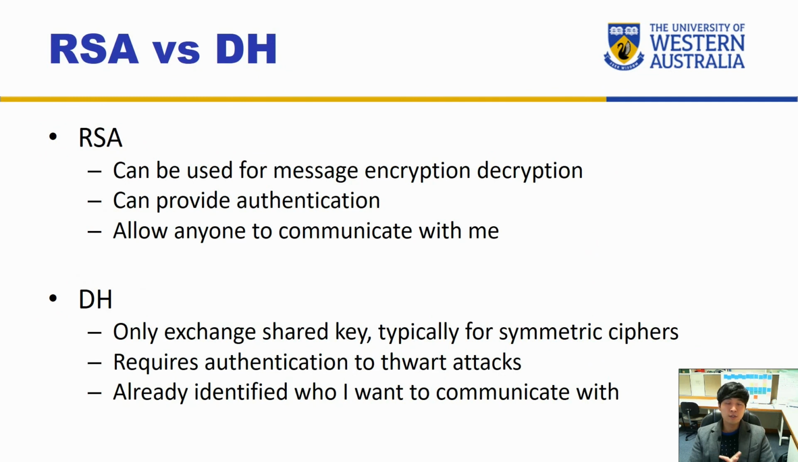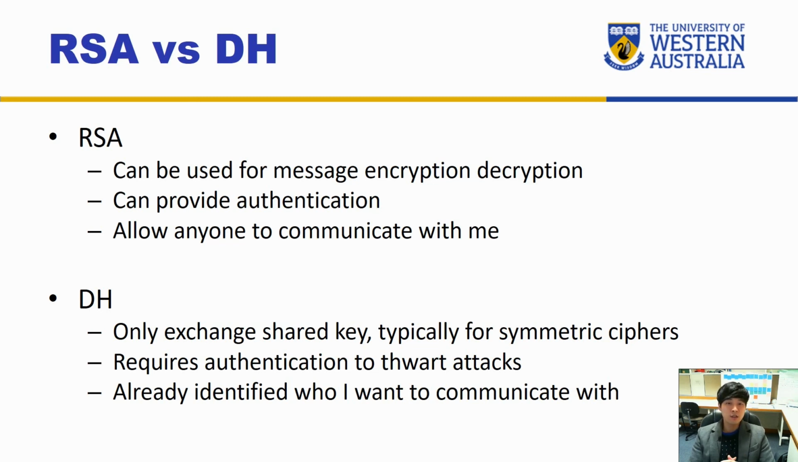So we covered RSA in the previous video and we looked at Diffie-Hellman key exchange here. So what's the difference between them? Well, as mentioned before, RSA can be used for both message encryption and decryption as well as exchanging keys. It also has a mechanism to provide authentication and allows anyone to communicate with the user. So that's a very beneficial side of RSA. However, the con was that it is quite slow and very computationally expensive, even with today's computers.